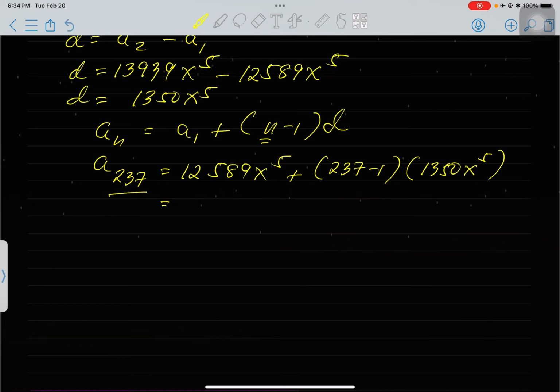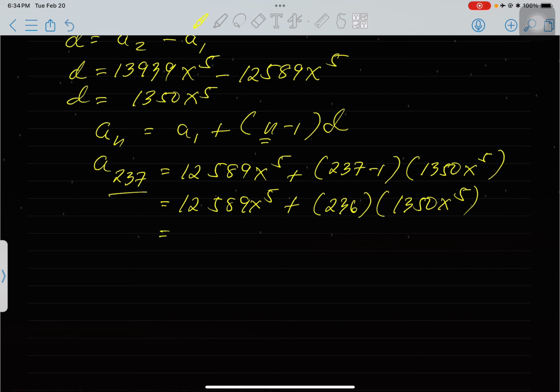Next we are going to simplify. Just copy your 12,589 x raised to the power of 5 plus you subtract 237 and 1. We will have 236 multiplied by 1,350 x raised to the power of 5. Then copy 12,589 x raised to the power of 5 plus you multiply 236 by 1,350 x raised to the power of 5, and we will obtain 318,600 x raised to the power of 5.